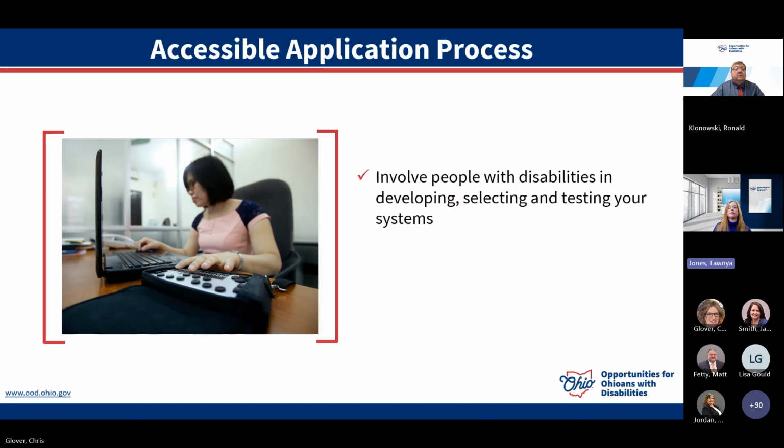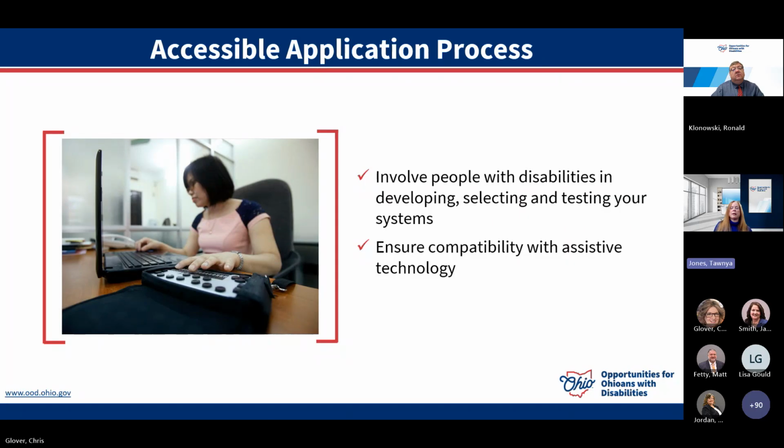Involve people with disabilities in developing, selecting, and testing your systems, and ask for feedback on usability and accessibility. This real-world input helps promote accessibility from the start and identify barriers that automated tools may miss in existing practices and systems. Ensure your website meets accessibility standards. Follow the Web Content Accessibility Guidelines, WCAG, and regularly assess for accessibility. Accessible hire specialists are available to consult with you about developing and maintaining the accessibility of your application process.